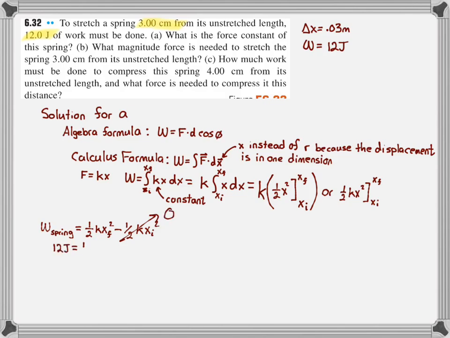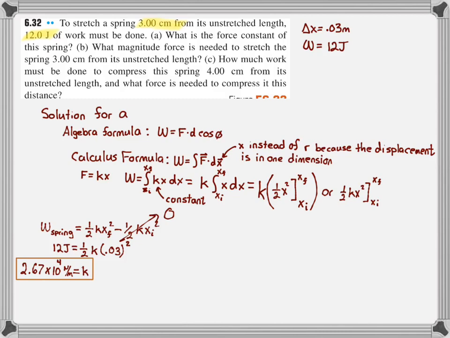So we plug that in. We plug in 12 joules for the work is equal to 1/2 k, and then remember we changed the displacement from centimeters to meters, and we square that. So now we have the equation 12 joules is equal to 1/2 k times 0.03 squared, and then we can solve for k, and we find out that k is equal to 2.67 times 10 to the 4th newtons per meter. Now it's really, really large because apparently this is a very, very hard spring to stretch. So the k constant is 2.67 times 10 to the 4th newtons per meter.